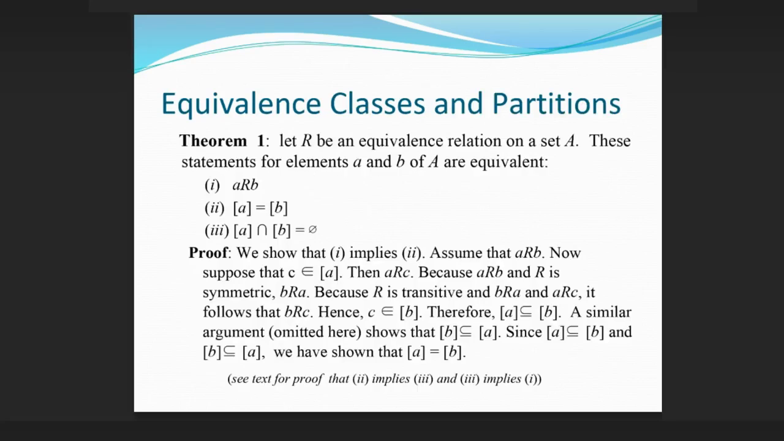Equivalence classes and partitions. Theorem 1. Let R be an equivalence relation on a set A. These statements for elements a and b of A are equivalent: (i) aRb, (ii) [a] = [b], (iii) [a] ∩ [b] ≠ ∅. Proof: we show that (i) implies (ii). Assume that aRb. Now suppose that c ∈ [a], then aRc. Because aRb and R is symmetric, bRa. Because R is transitive and bRa and aRc, it follows that bRc. Hence, c ∈ [b]. Therefore, [a] ⊆ [b]. A similar argument, omitted here, shows that [b] ⊆ [a]. Since [a] ⊆ [b] and [b] ⊆ [a], we have shown that [a] = [b]. See text for proof that (ii) implies (iii) and (iii) implies (i).